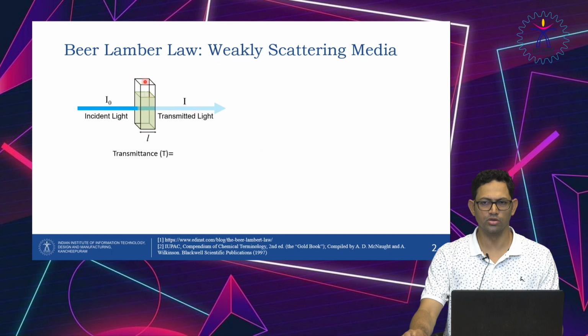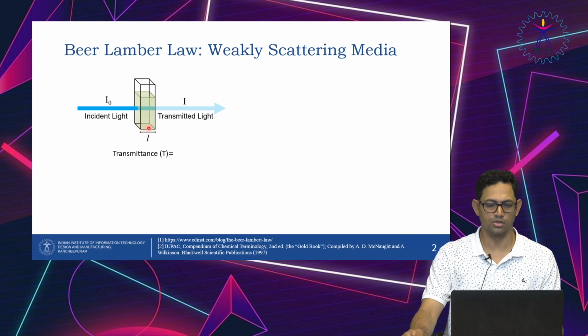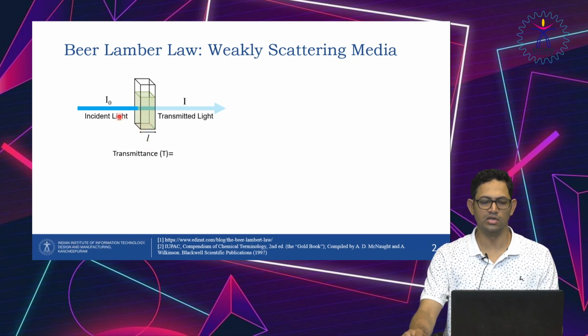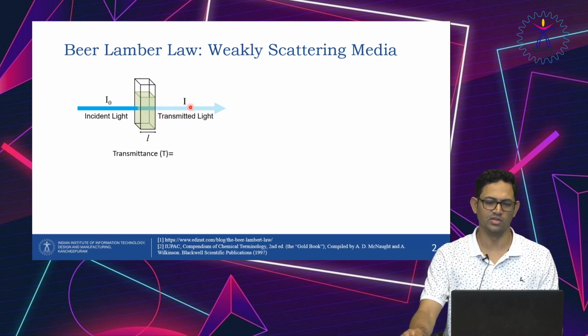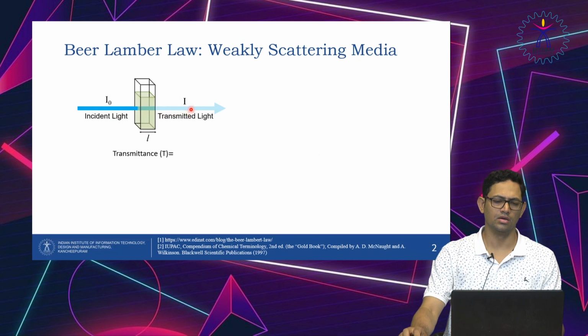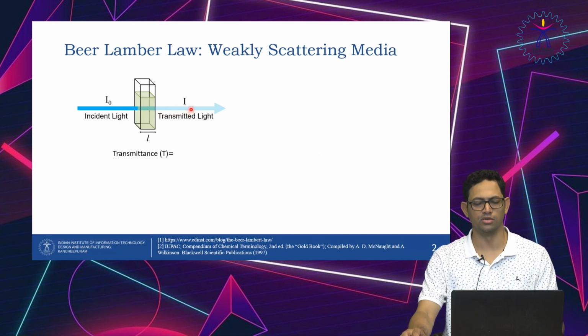Now this is actually a cuvette, and within the cuvette we have filled a particular liquid, and the dimension of the cuvette is small l. The incident light intensity is I naught, that is watts per meter square, and the light which comes out of the cuvette is I, that is also watts per meter square.